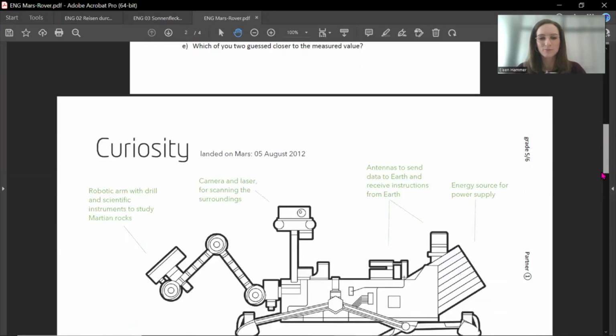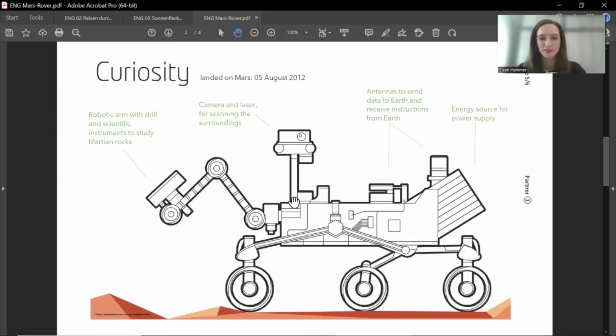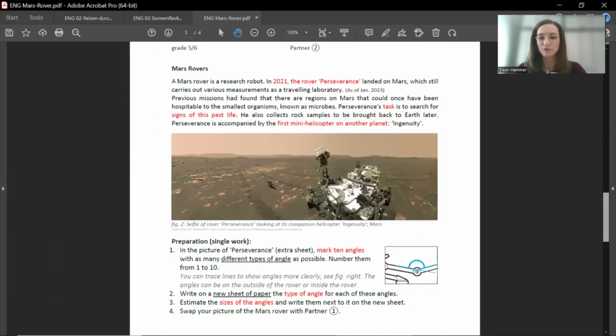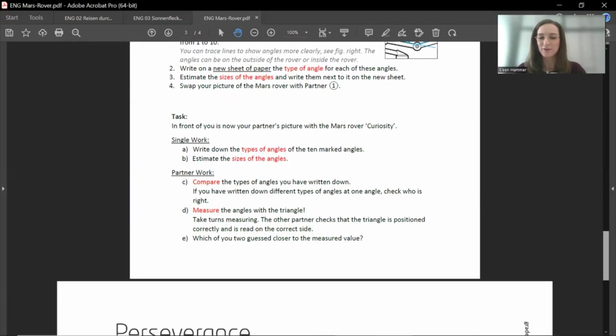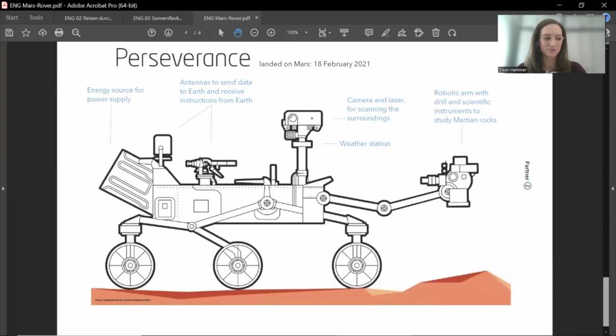And then this is the sheet for partner one with the Curiosity rover. They have this nice coloring picture here. It explains a little bit about the parts of the robots, and then they have to work with angles, types of angles, and estimate the size of angles. And I hope as they work with this sheet, they really come to appreciate the technological feat they represent, like having rovers on Mars, gathering data on a different planet. That's quite an accomplishment for humankind, I think.